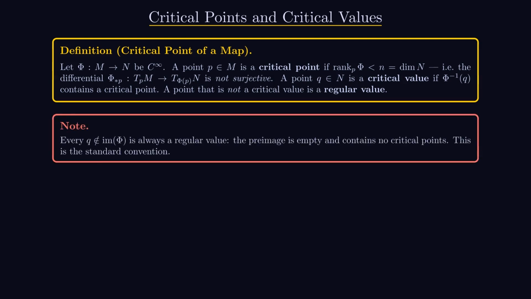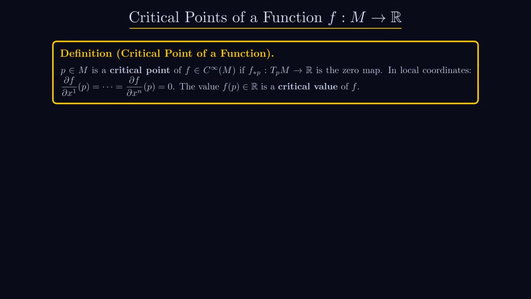Any point outside the image of phi is always a regular value. There is no pre-image to check, so no critical points can be hiding there. This convention will matter when we state Sard's theorem. The most important special case of a critical point is when the target is just the real line.